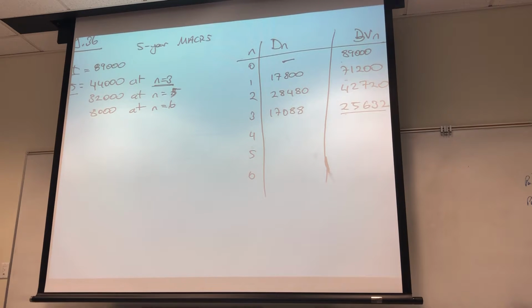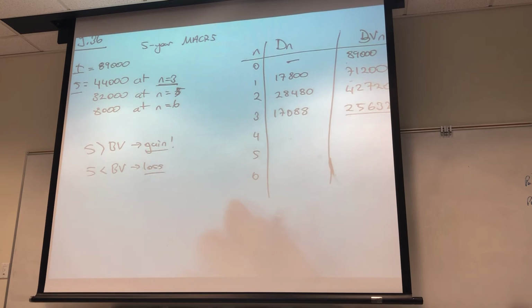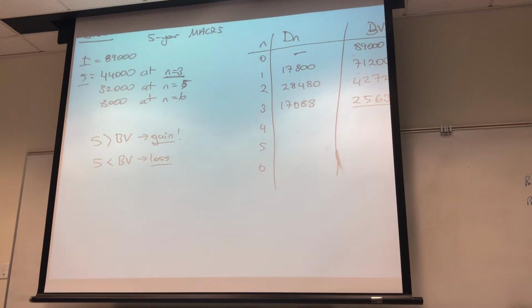But I told you something which, including me, forgot. We have to do the half year convention. This is wrong, what we did. Because we plan to sell it at year 3, we cannot fully depreciate it for year 3. We've got to divide this by 2 and then add the missing part here, which will still be less than $44,000. So let's do the correct version.